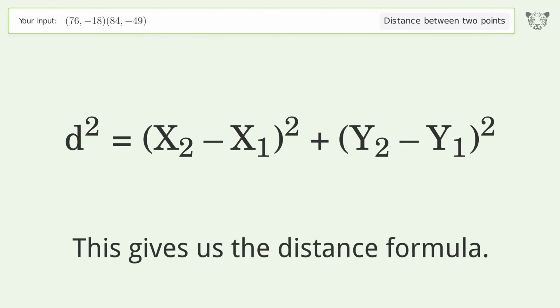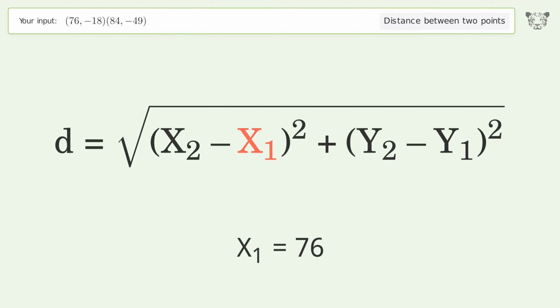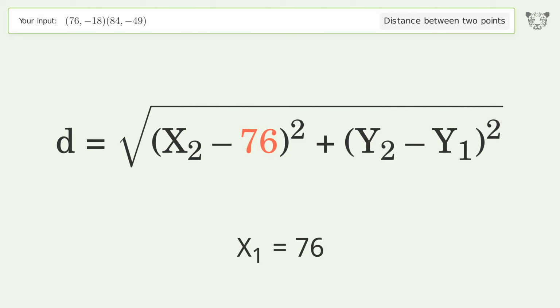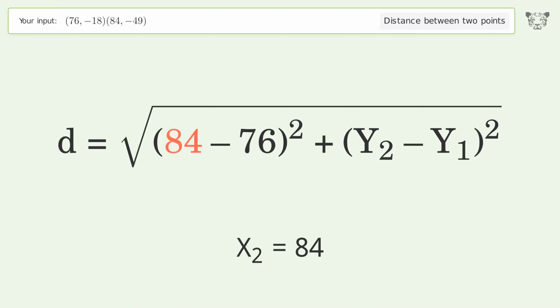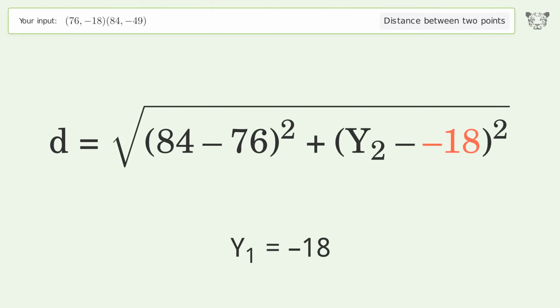x1 equals 76. x2 equals 84. y1 equals negative 18. y2 equals negative 49.